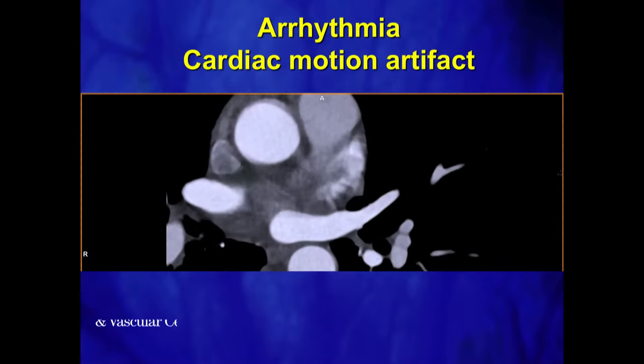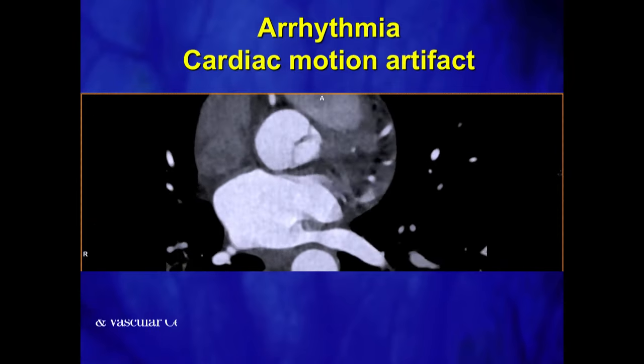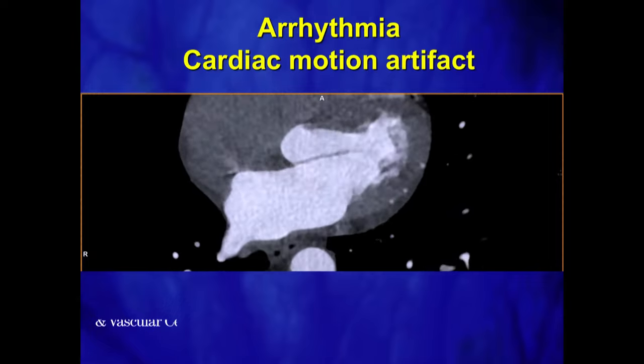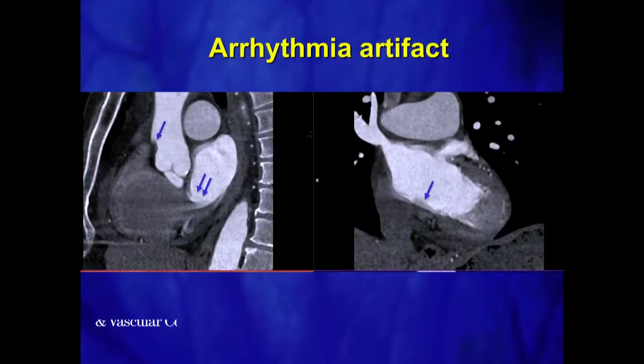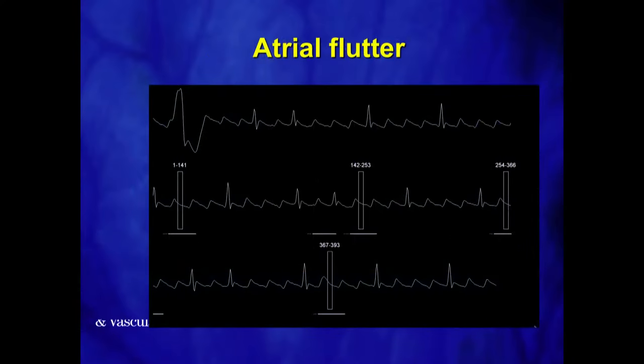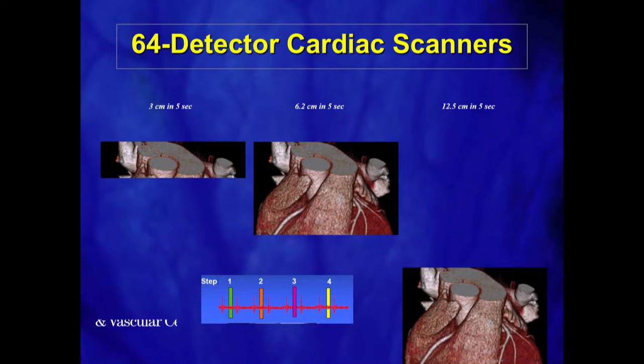What you see actually is almost a double shadow in the appendage, a double shadow in the aorta, a double shadow in the left atrium, in the heart. And this is typically what we see with arrhythmia artifact, meaning that the period when we acquired those images were in different RR cycles that are not cohesive. So you can see here the double shadow in the left atrial wall, the double shadow in the aorta, because this patient was in atrial flutter during the time of the examination, which introduced this cardiac motion artifact.